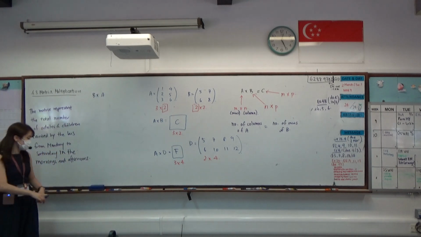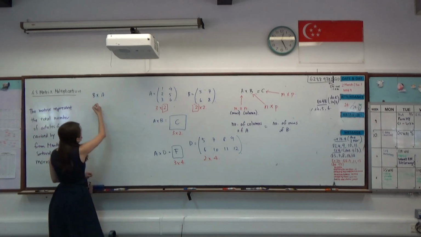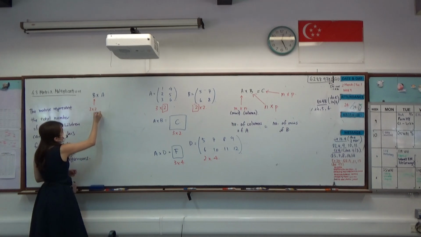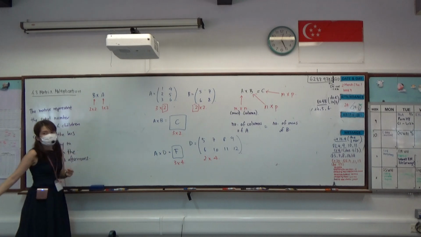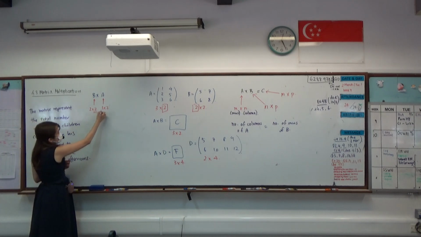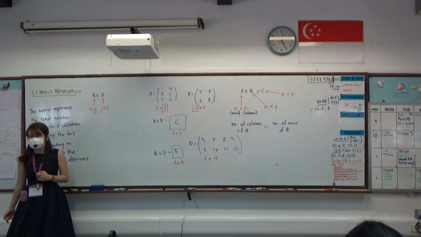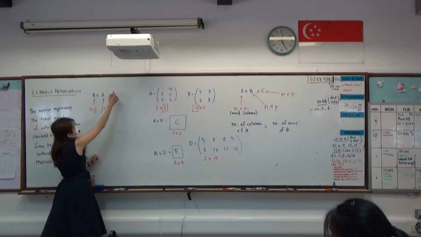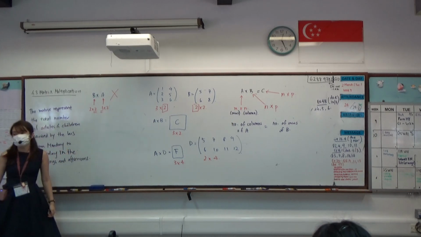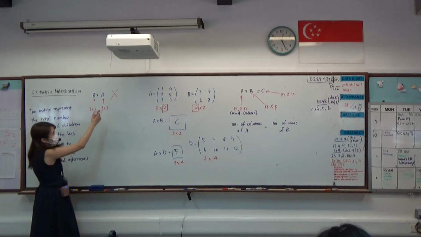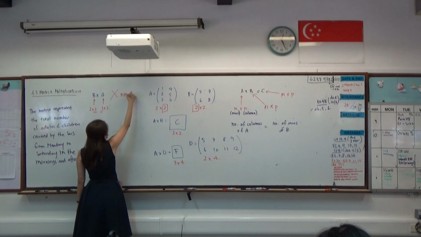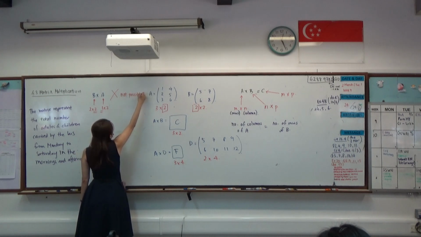Okay, so let's check. B is a 2 by 2 matrix. A is a 3 by 2 matrix. We see that number of columns and number of rows here are not equal. So it is not possible to get any matrix out of it. Okay, so not possible.